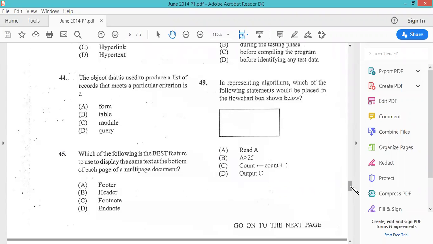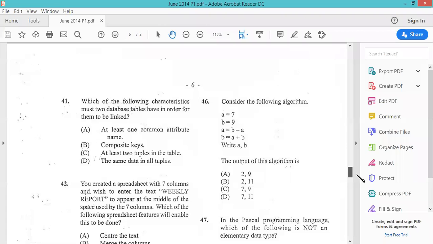Good. Number 45. Which of the following is the best feature to use to display the same text at the bottom of each page of a multi-page document? The answer is footer. And this you will find on a lot of past papers.